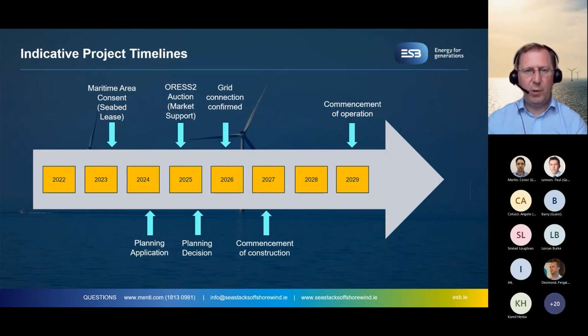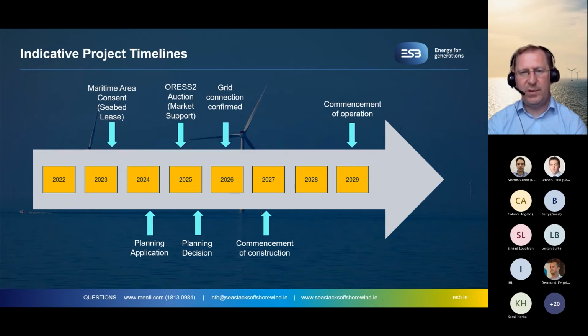So this slide just shows the key project milestones at a high level. We plan to make an application for and receive a maritime area consent, which is effectively a seabed lease, next year. We expect to make a planning application to An Bord Pleanála at the end of 2024. And then in 2025, we are expecting the Offshore Renewable Energy Support Scheme to launch. This is a competitive auction process where applicants bid a unit price for a certain amount of capacity. The lowest bidders are guaranteed this price for a period of up to 16.5 years.